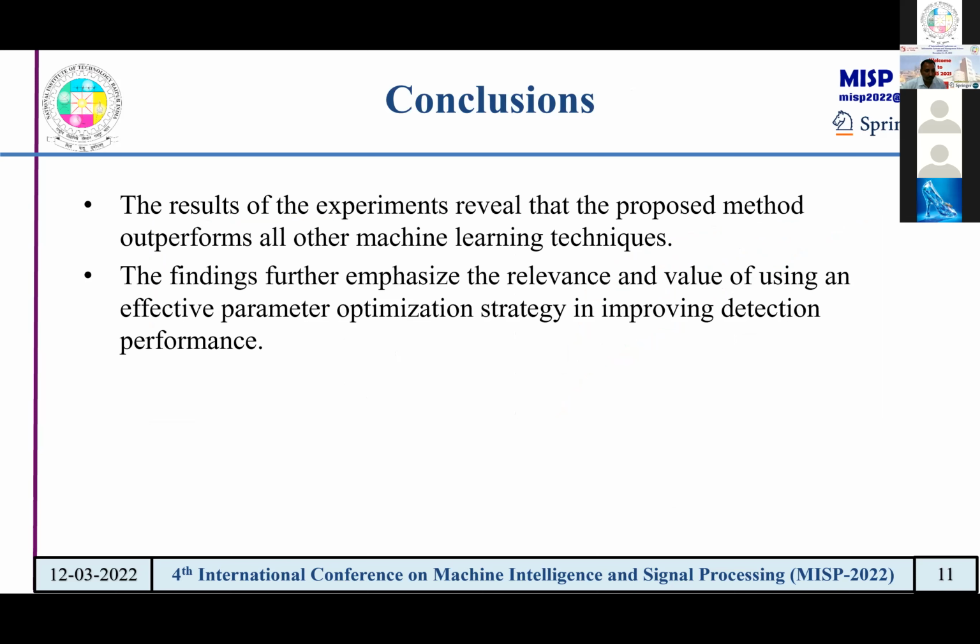So from the above results of the experiment, we show that the proposed method, that is the advanced LightGBM, outperforms all the other machine learning techniques. The findings further emphasize the relevance and value of using an effective parameter optimization strategy in improving detection performance.